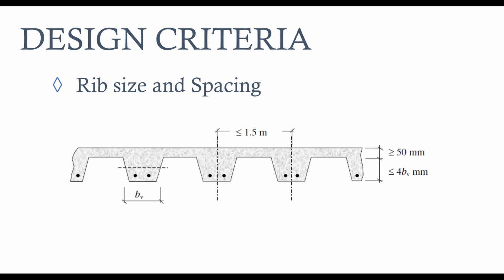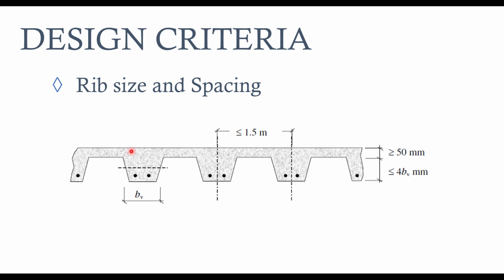Let's talk about the size of the rib and also the spacing. This image gives a general explanation of both the size of the rib and the spacing. From this image, because this shape is not rectangular, you need to establish the effective size of the rib slab. The size of your rib is given as bv. This size is usually governed by three things: the bar size, that is the size of the reinforcement you provide, the cover to reinforcement, and also fire resistance. Those are the three things that govern the size of the rib.